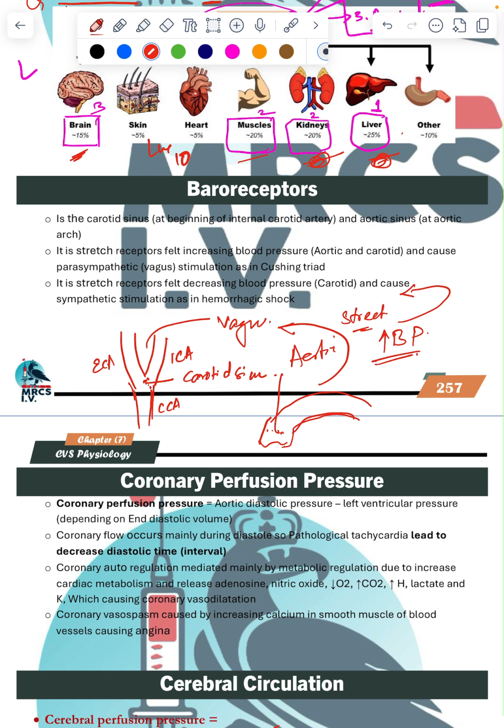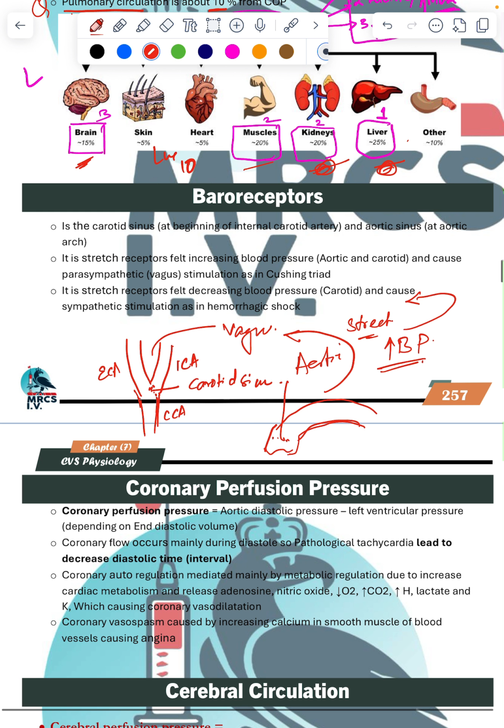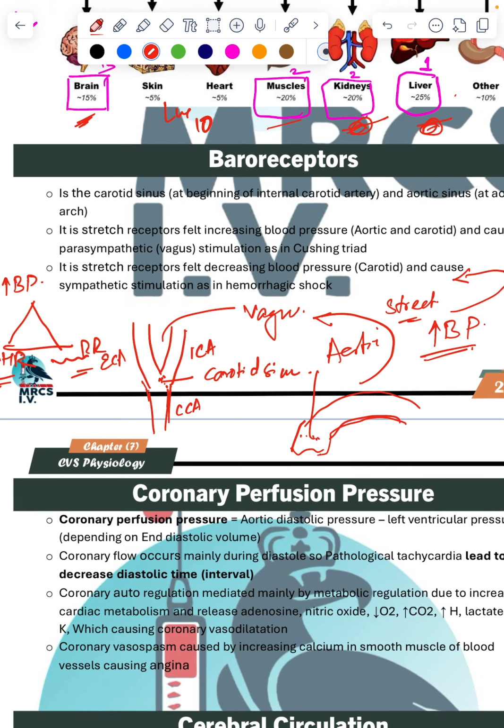What is Cushing's triad? Now again you have to understand Cushing's triad. There are three things. One is increased blood pressure, which decreases heart rate and respiratory rate. Two things are going down while blood pressure is increasing. So whenever the stretch receptors are stimulated, they send a reflex to reduce the heart rate.